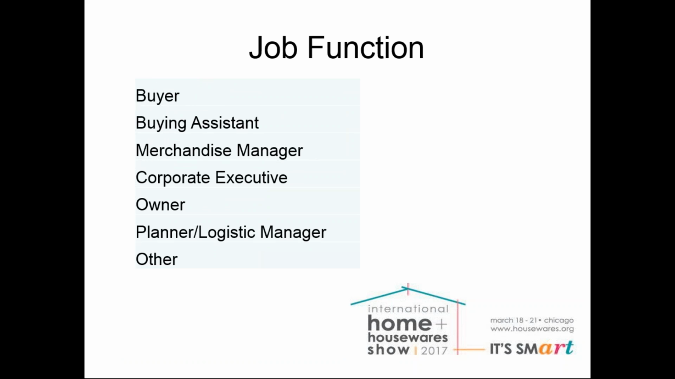Now, moving on to job function, we ask them to tell us what their most appropriate function is within their company. They're a buyer, an assistant buyer, a merchandise manager, corporate executive, an owner. And owners generally apply to independent stores, but not exclusively. Both the gift and the kitchenware stores, generally speaking, their owners are present at the show. Occasionally we'll get planners and logistics managers, and they asked us to add that a couple of years ago.